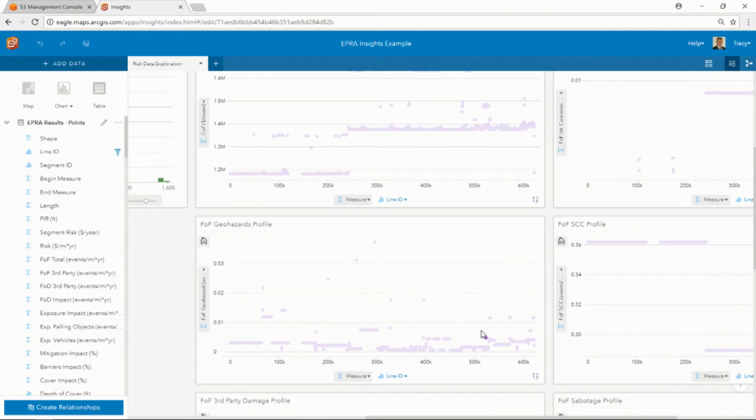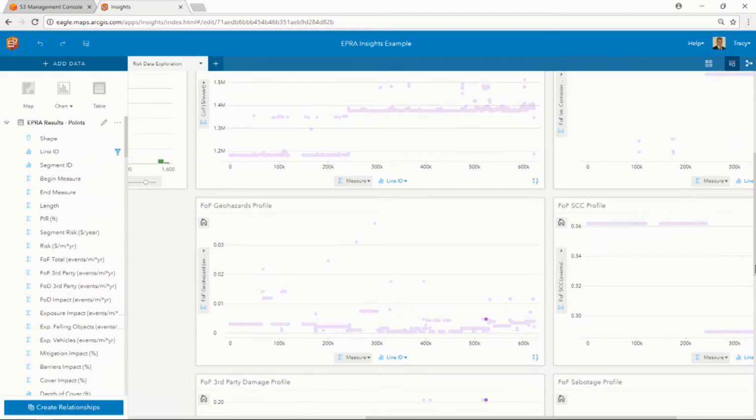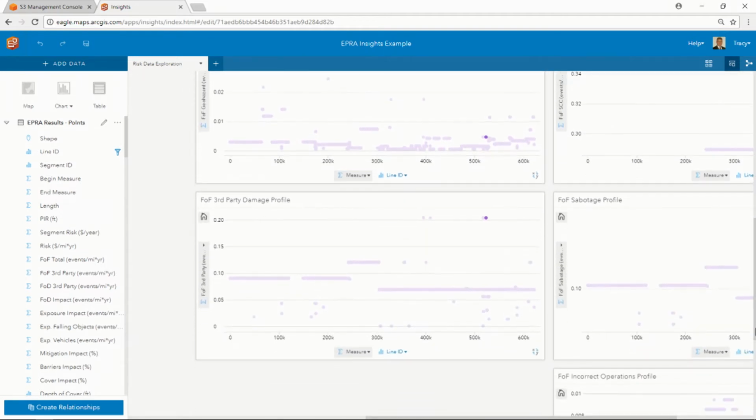Similarly for geohazards, this is outside force caused by things like earthquakes or soil creep or stream scour. Again, doesn't look like a particular concern for us. But if we look at third-party damage, hello. These segments have a very high likelihood of suffering third-party damage.